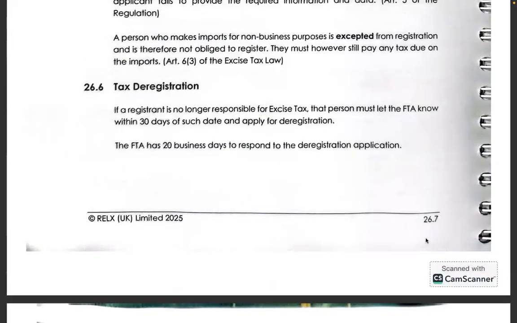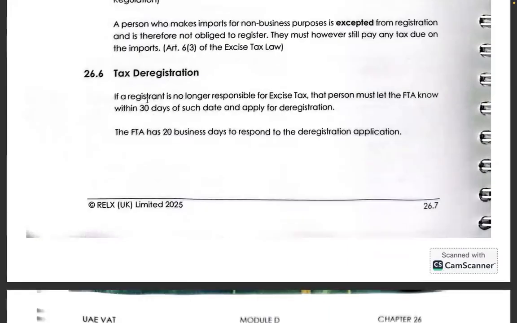Now comes the stage of deregistration. If a registrant is no longer responsible for excise tax, so what is a registrant? Someone who is already registered for tax in the UAE. That's called a registrant. In this case, we're talking about excise tax, so a registrant of excise tax. If a registrant is no longer responsible for excise tax, that person must let the FTA know within 30 days of such date and apply for deregistration.